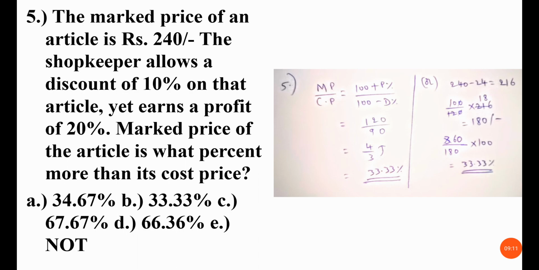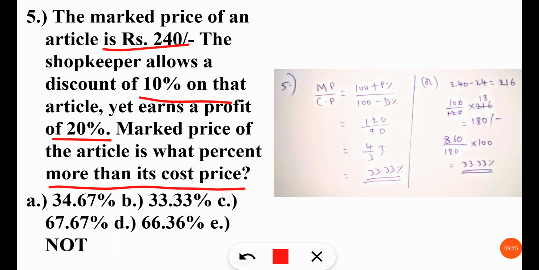The last question. The marked price of an article is 240 rupees. The shopkeeper allows a discount of 10% on that article, yet earns a profit of 20%. Marked price of that article is what percent more than its cost price?